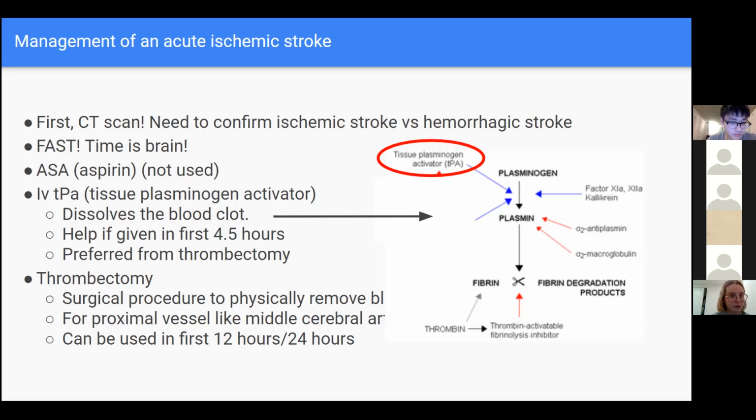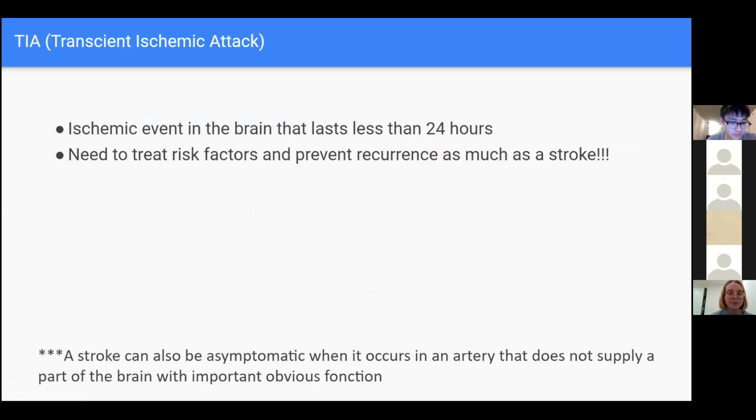Thrombectomy, finally, is the last thing you can do for an ischemic stroke. It's a surgical procedure that, my PowerPoint didn't work, but it's to physically remove the blood clot. It only works for a proximal vessel, like the middle cerebral artery. If you have a middle cerebral artery stroke, you can use it. But if it's too deep in the vasculature anatomy, then you cannot use thrombectomy. This can be used in the first 12 hours. That's the official guideline, but now there are more studies that show that even after 24 hours, it could still be usable. So that's it for ischemic stroke.